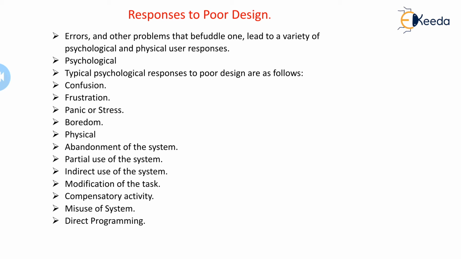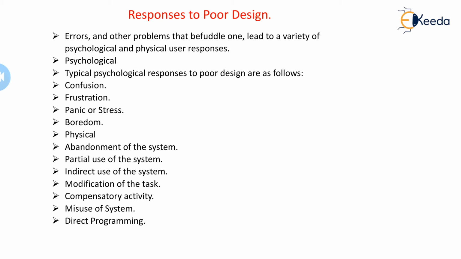Then responses to the poor design. You have errors and other problems that lead to a variety of psychological and physical user responses. In the psychological category, you have confusion, where meaningful patterns are difficult to ascertain and the conceptual model or underlying framework cannot be understood. Then annoyance, because inconsistency in the design, slow computer reaction, or poor interaction with the systems leads to annoyance or irritation. Then you have frustration. Frustration is like an overburden of annoyances. Irritation leads to frustration.